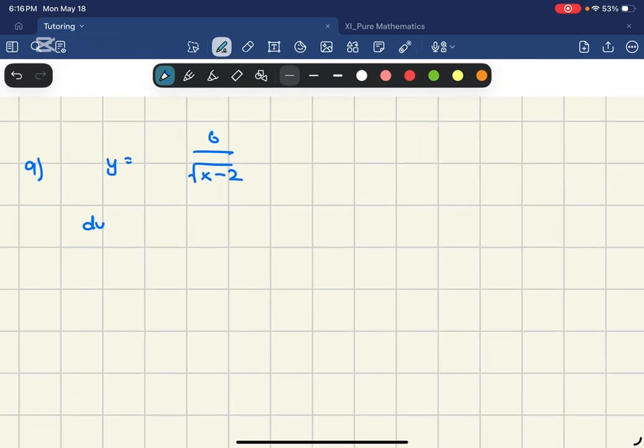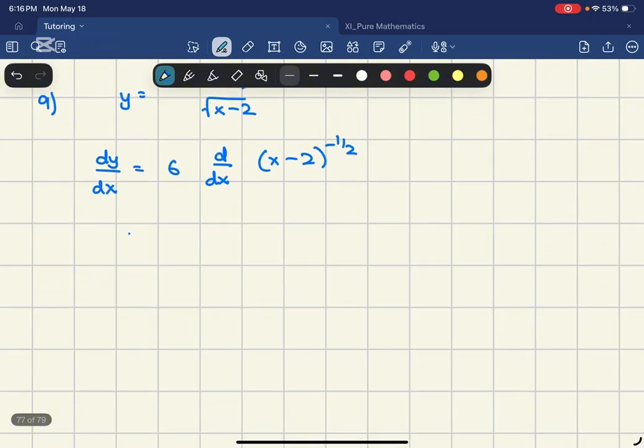Alright, so dy by dx is going to be 6 d by dx of x minus 2 to the power minus half, right? So I just factored out this 6, and then I have d by dx of 1 over square root of x minus 2. And this one I can write as x minus 2 to the power negative half. So I hope the simplification made sense. So now if I differentiate this, I bring negative half to the front. I have x minus 2 to the power negative 3 by 2, right?